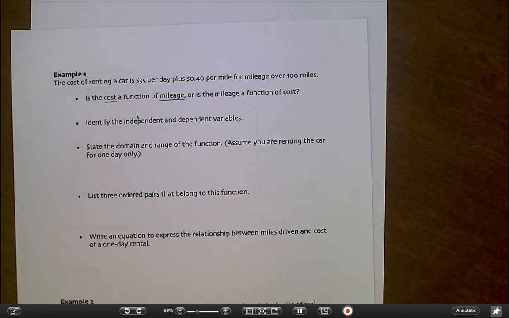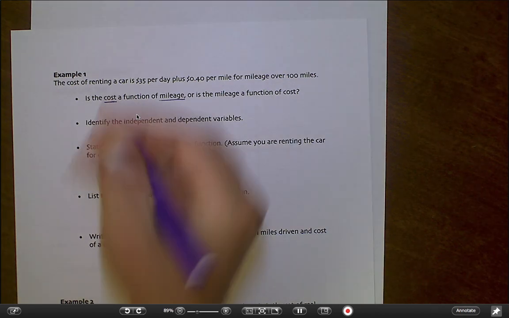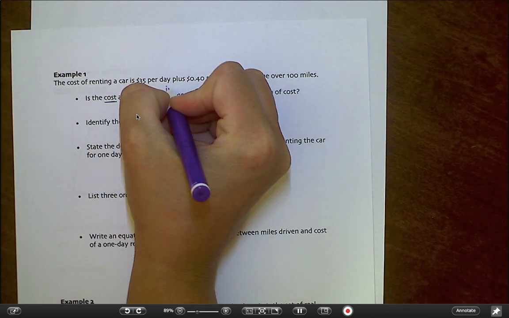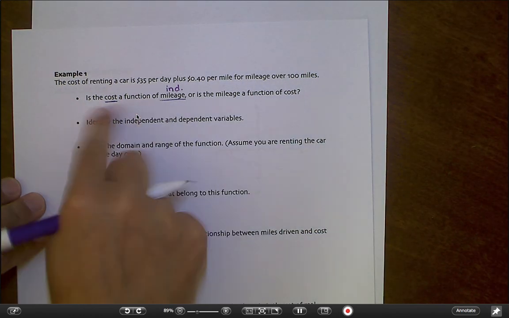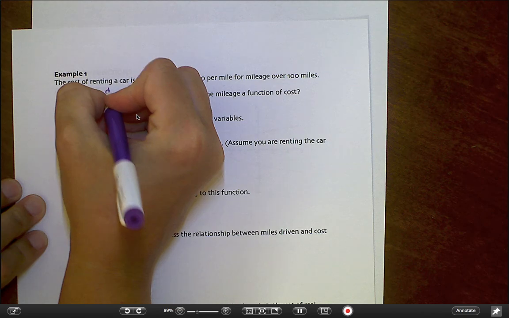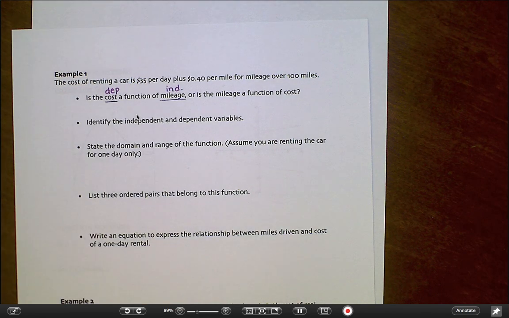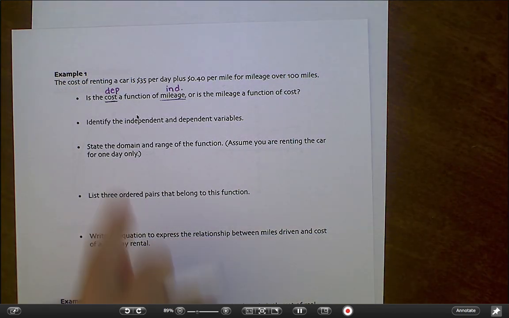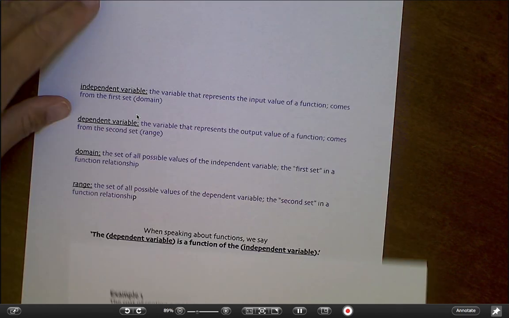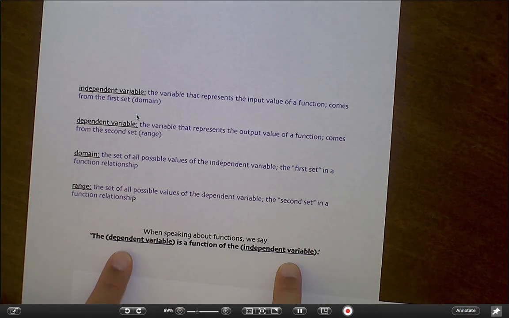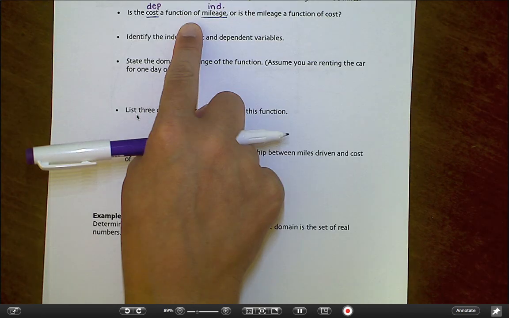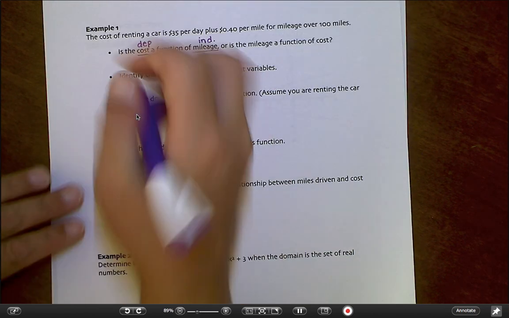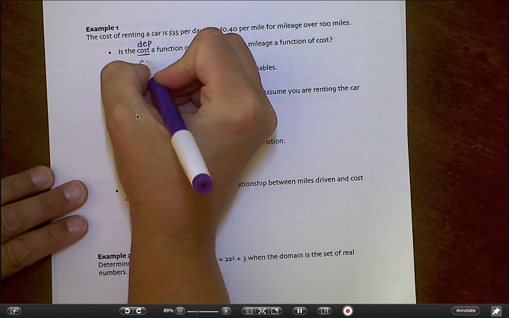And in this case, I would say the cost depends on the mileage. The mileage is going to be independent because that's what you can control, right? You can control how much you drive the car. And then the cost would be your dependent variable because the cost depends on how many miles you put on the car, okay? So based on that relationship, we want our dependent variable to be a function of the independent variable. So this first sentence where I labeled the variables, that's the one that's correct, okay? So I would say the cost is a function of mileage.